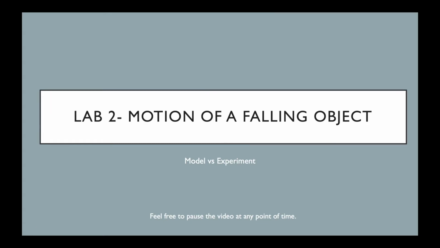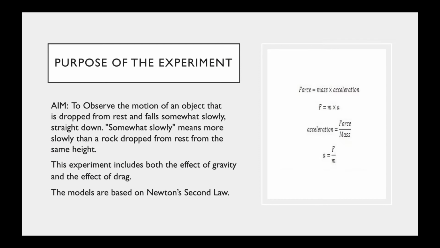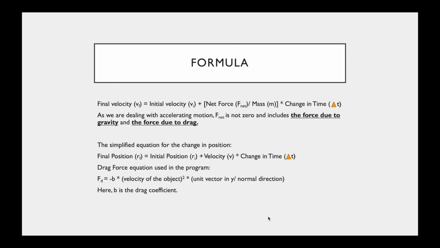Welcome to Lab 2. The aim of this experiment is to observe the motion of a free-falling object that is dropped from rest. The main physics principle being used in this experiment is Newton's second law, or equivalently, the momentum principle. The object chosen for this experiment was a crumpled piece of paper.